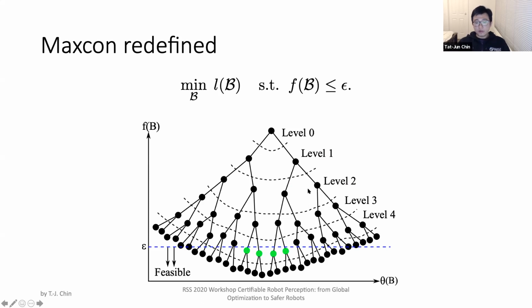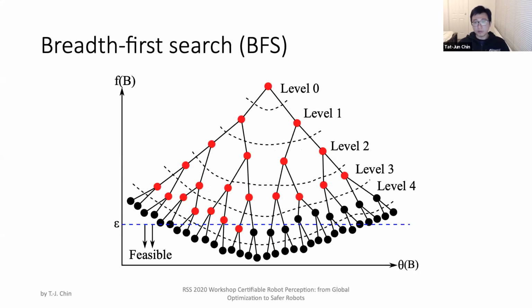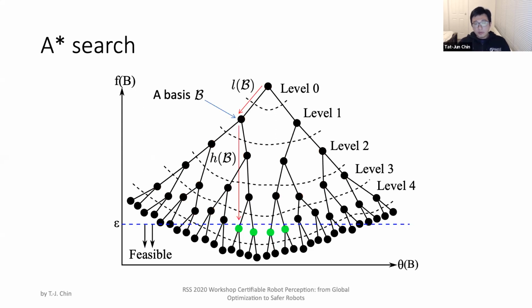So we can restate the problem as finding the active set B that has the lowest possible level, as close as possible to the root, and whose height, which is the size of that slab, is below epsilon, which is what we call feasible. Okay, so we can search it level by level. This is one algorithm, and that will be the breadth first search. We can search it using A-star search with a heuristic.